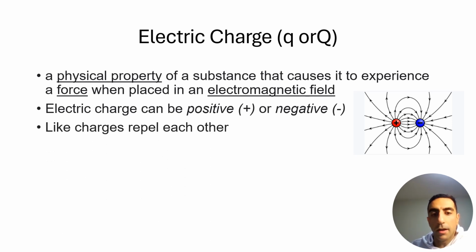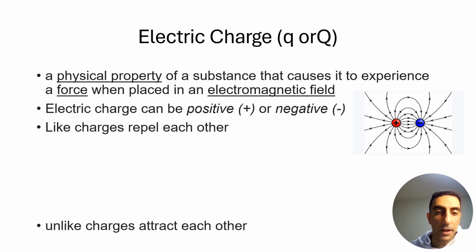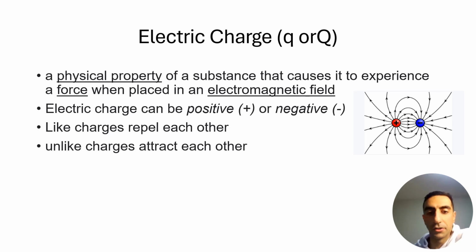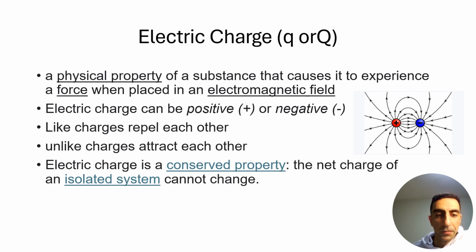Like charges repel each other. If we have two positive charges, they just repel each other. On the other hand, unlike charges attract each other. If we have one positive and one negative charge, they attract each other if placed in the vicinity of each other. An electric charge is a conserved property.